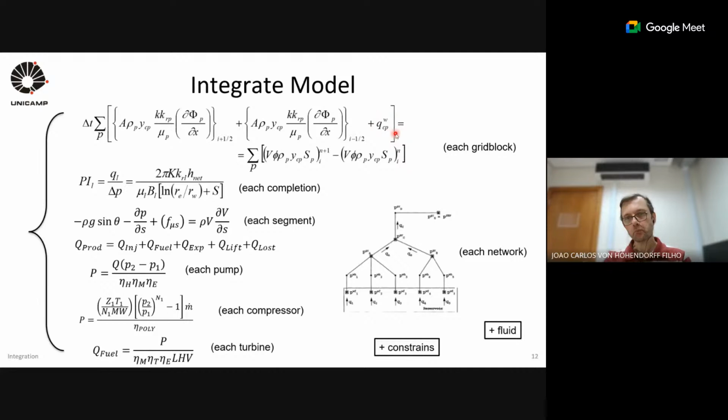The rate part inside the specific grid block is equal to the cumulative term of the equation, and this equation needs to be described for each block from my grid that represents the reservoir model. Okay, think about the number of these equations we need to describe the flow inside the reservoir. It is the major part of my integrated model.